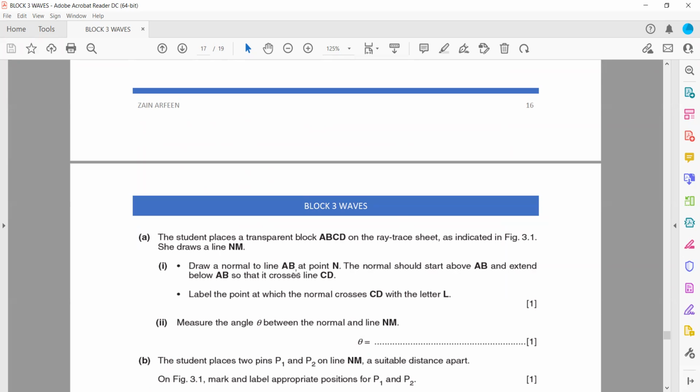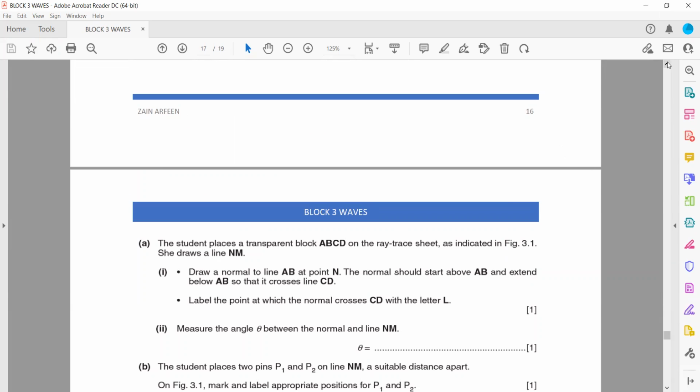Draw a normal to line AB at point N, and the normal should start above AB and extend below AB so that it crosses CD, and label the point at which the normal crosses CD as L. So what we have to do is draw a normal.